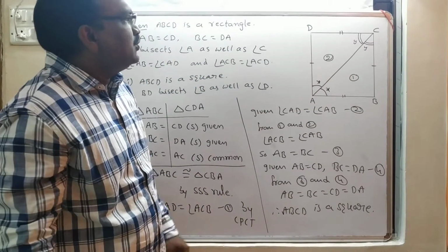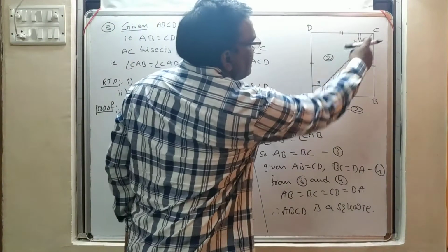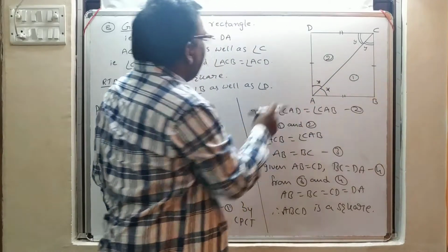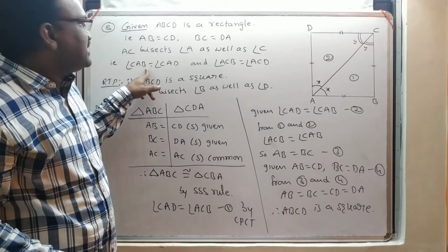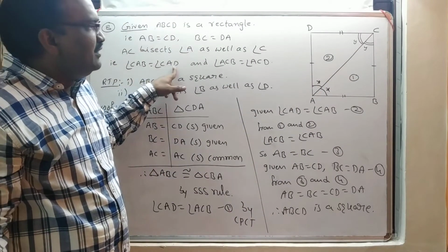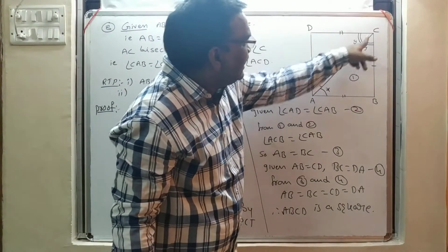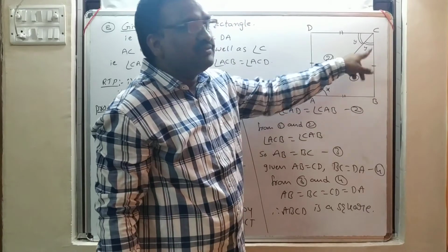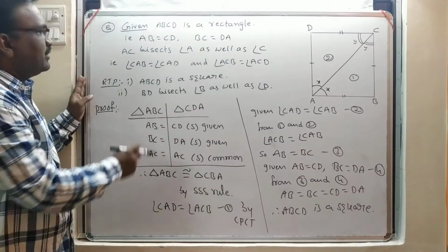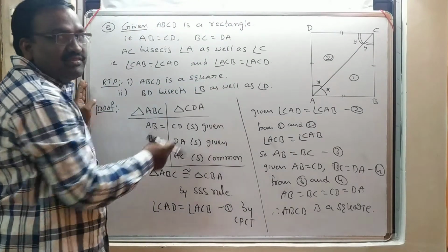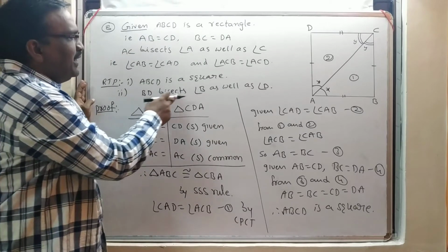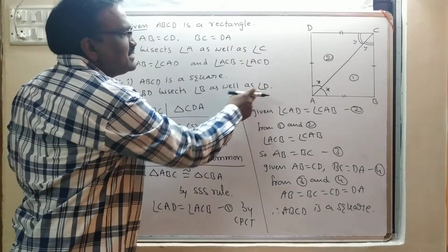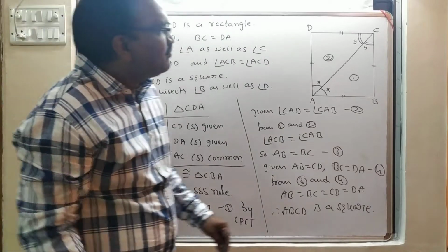So what you have to prove? That means angle CAB is equal to angle CAD. That is one condition. Second one, angle ACB is equal to angle ACD. These two angles are equal. To prove: one, ABCD is a square. Second one, BD bisects angle B as well as angle D.